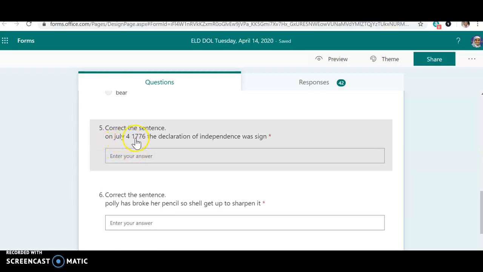On July 4, 1776, the Declaration of Independence was signed. We need to correct this sentence. Start with capital letter again, capital O-N. July is a proper name of a month, so capital J, 4, comma between the day and the year. Declaration of Independence is the proper name of a document, so capital D, capital I. Was signed, ED, period.